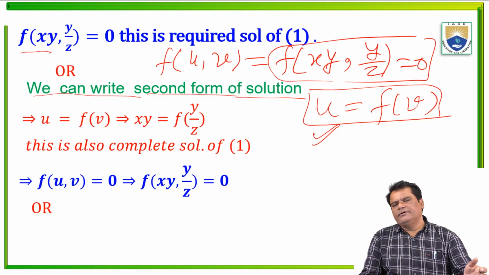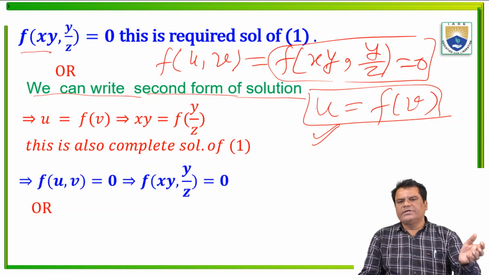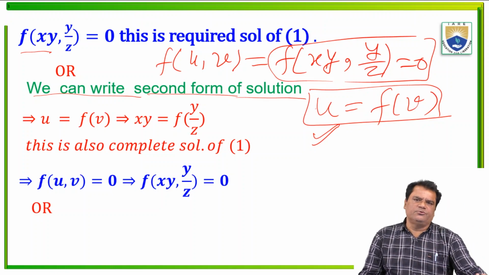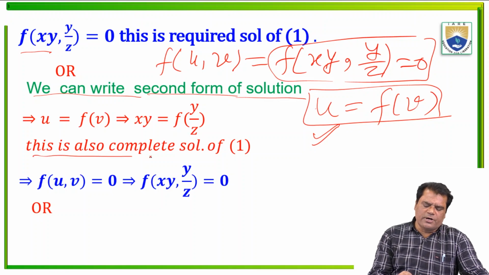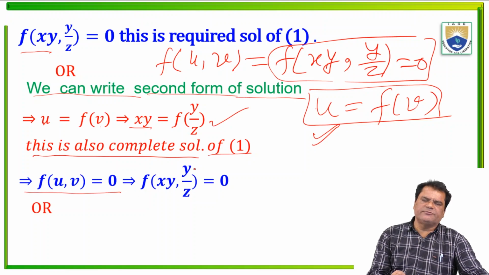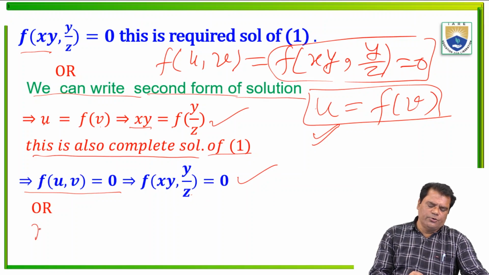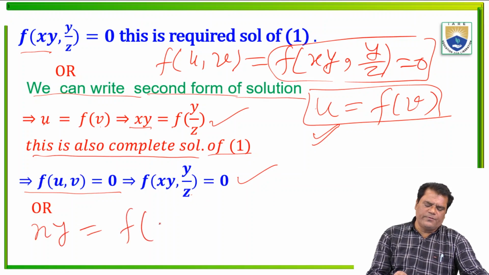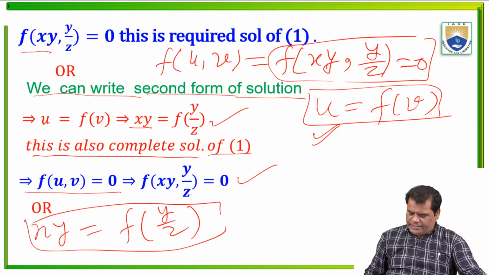The first solution is a function of the second solution, so this is also a complete solution. u equal to a function of v, where u is xy and v is y upon z. So f(u, v) equal to 0 gives f(xy, y upon z) equal to 0, or u, which is xy, equal to a function of y upon z. Both are correct solutions here.